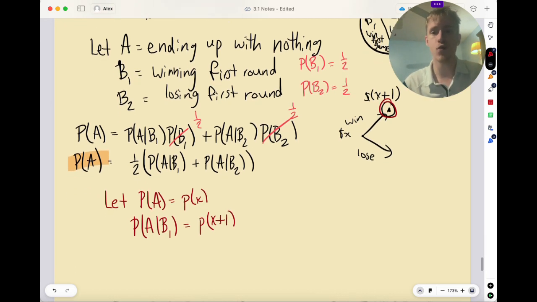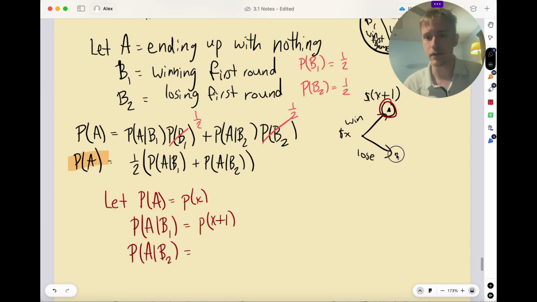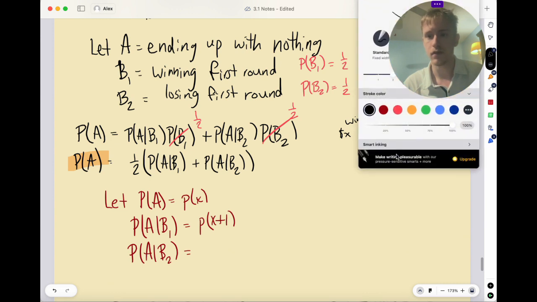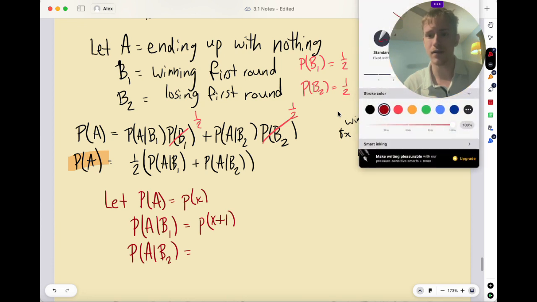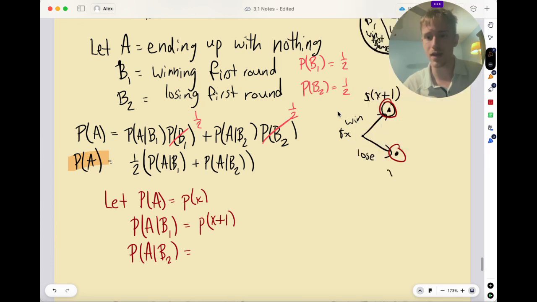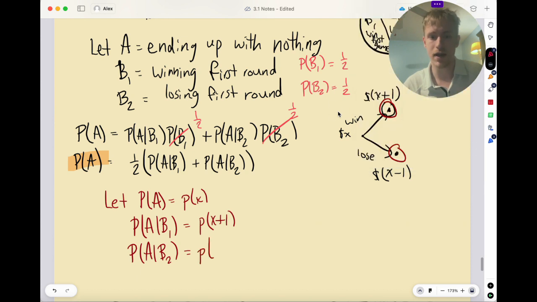Hopefully you see where I'm going with this now. The probability of A given B sub 2, given that you just lost, is going to be how much? Well, at this point, how much money do you have? Your starting amount is going to be X minus $1. So really, this is the same probability function, but instead of depending on X dollars, you're really depending on X minus $1.